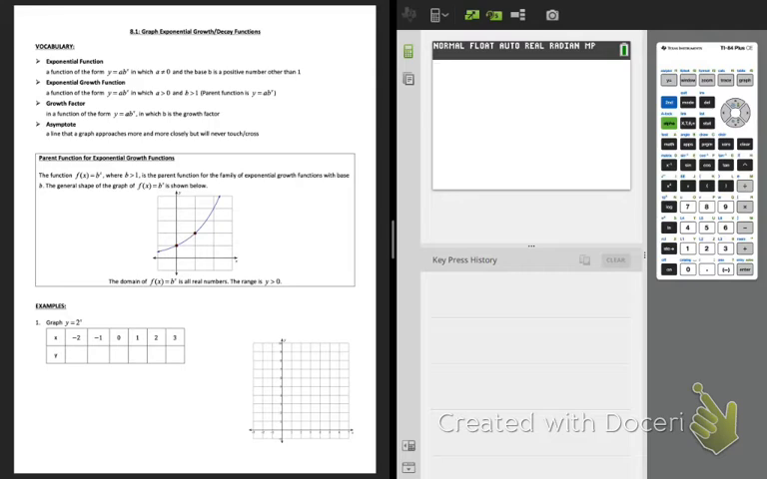This is going to deal with section 8.1, which is going to introduce you to exponential functions. As we've done for the last several chapters, we've always started with the graphing aspect, and that's exactly what we're going to do here, which is talk about how to graph exponential functions, both growth and decay.